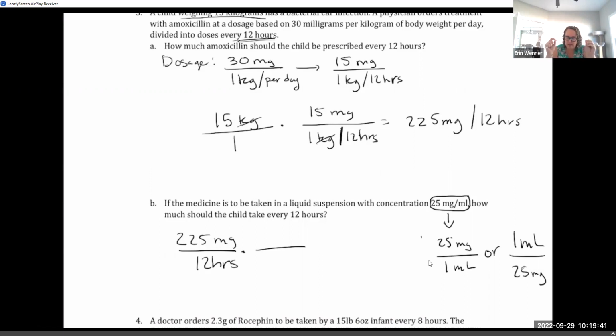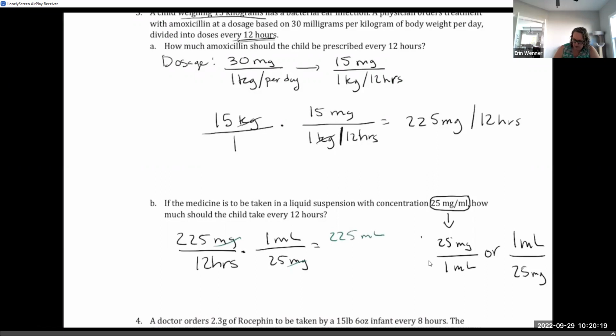Now, when trying to answer this, remember, what is the unit of measure we want to cancel? We want to cancel milligrams because we want to know how much liquid the child needs to take, which is in milliliters. And therefore, we're actually going to have to flip this conversion factor and put it in as 1 milliliter per 25 milligrams. So multiplying through, I end up with 225. So our milligrams cancel.